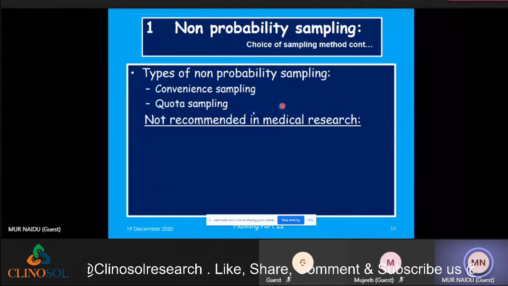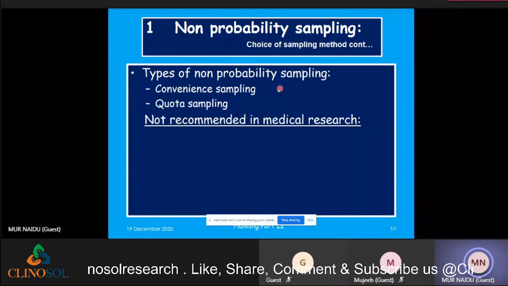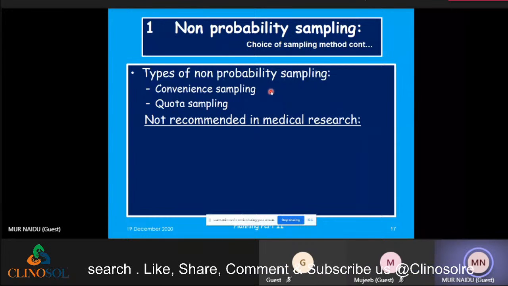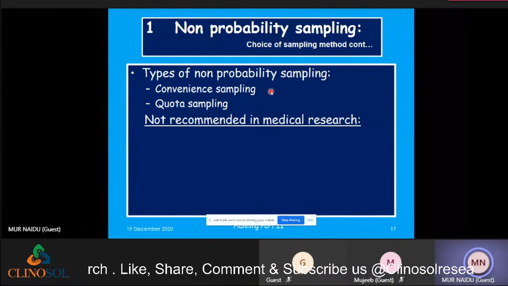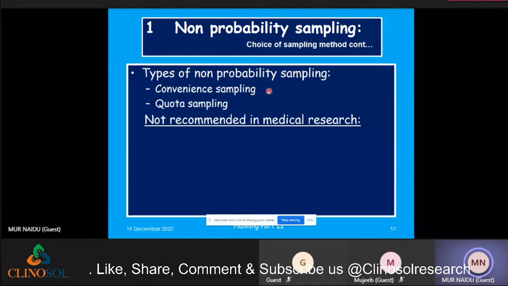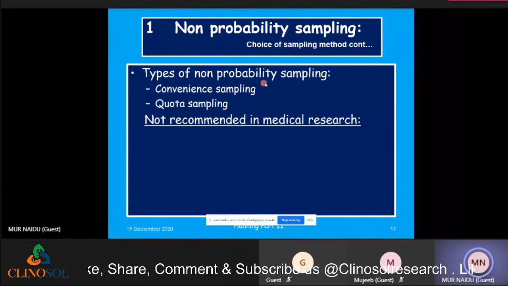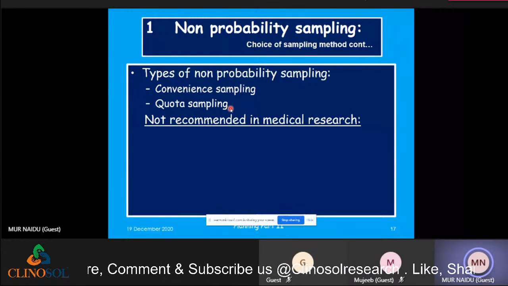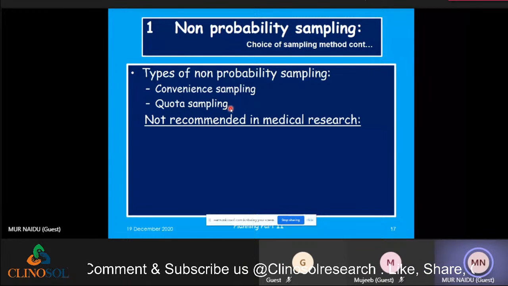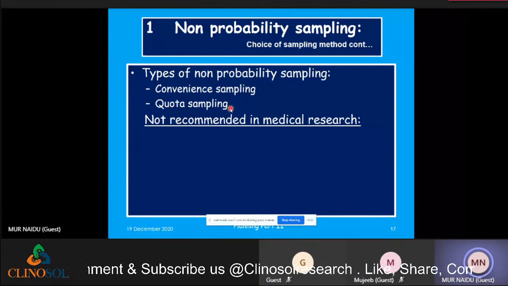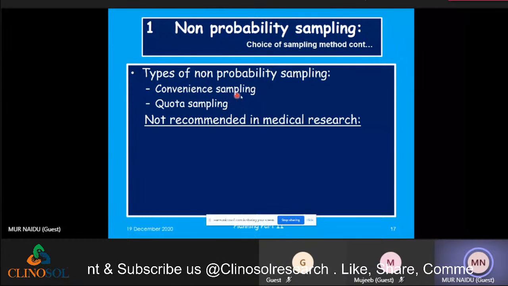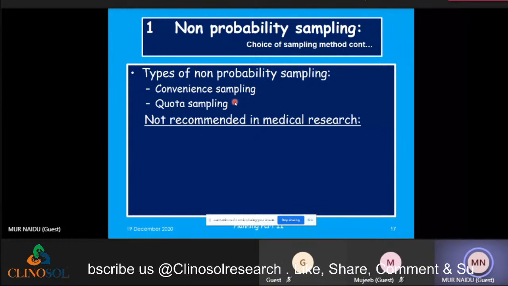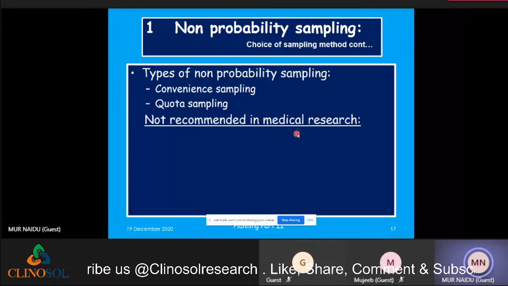Coming to the non-probability sampling method, the types of non-probability include convenience sampling. Here I don't have any criteria. In my clinic, many people are coming. If convenient, I will ask that individual whether you want to participate and I will take them. I'm not having any specific probability sampling. Quota sampling: a few people are available to me in my colony or my area. I will tell them I want to do this study, and they will come, and then there's a quota, I will do the study. But always remember that when people are just coming or have a quota, it is not recommended for medical research.